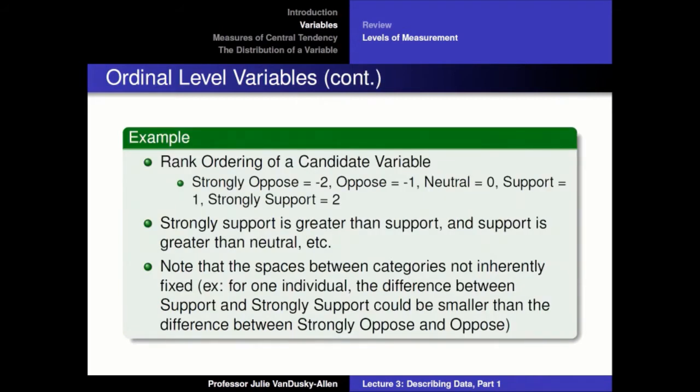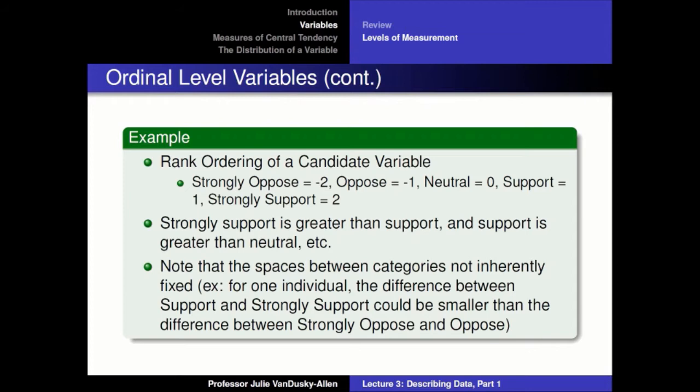For example, many surveys ask respondents about the extent to which they support a candidate. The surveyors divide the support answers into numerical rank order categories, such as giving strongly oppose a -2, oppose a -1, neutral a 0, support a 1, and strongly support a 2.